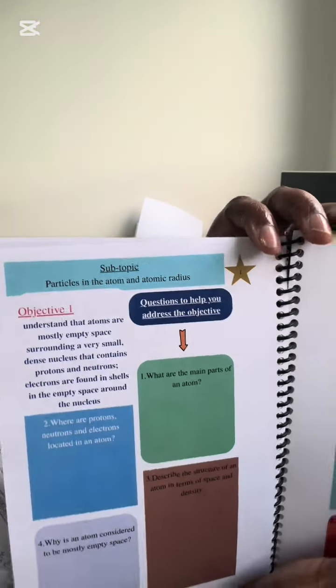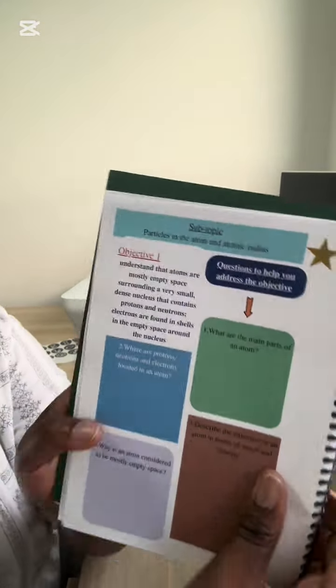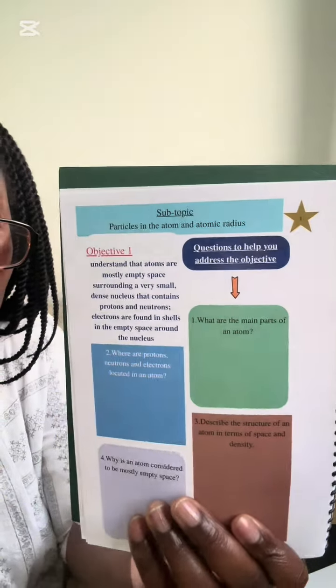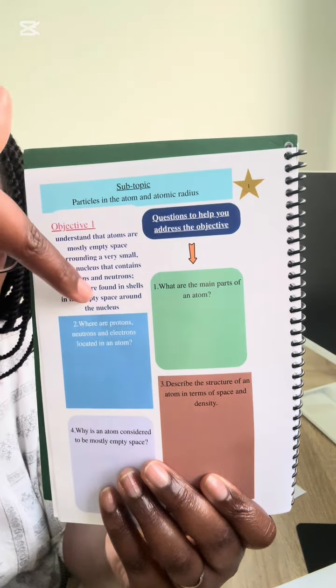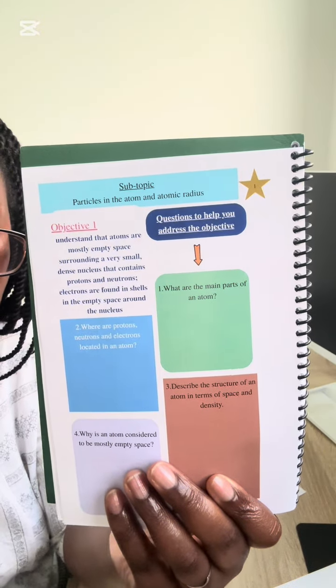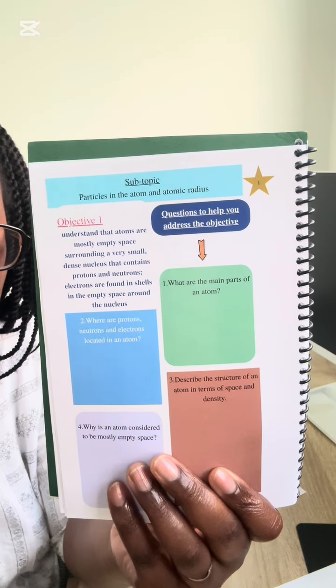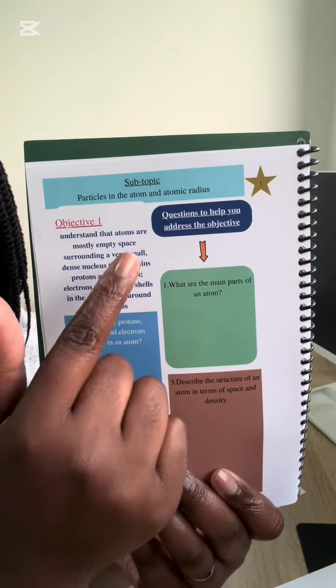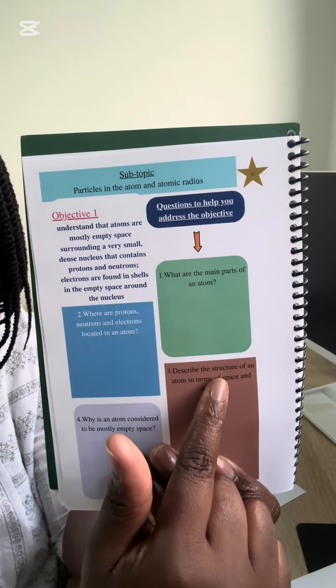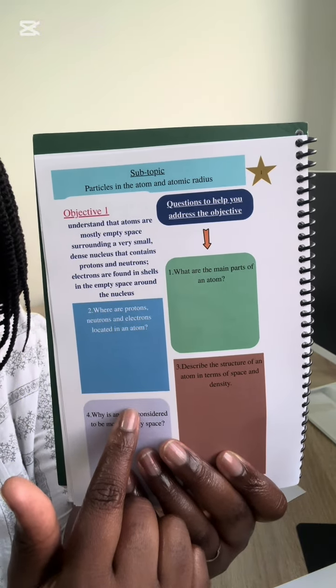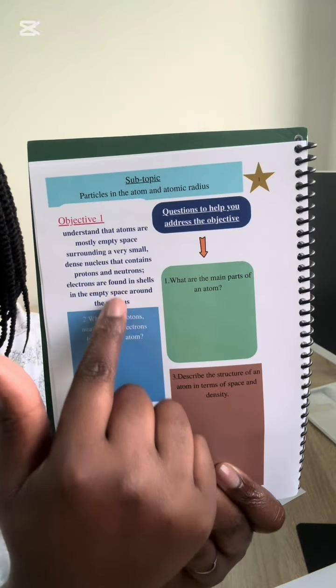And then after each subtopic, what you have is a syllabus objective. This whole objective was taken straight from the Cambridge syllabus. And then accompanying that syllabus objective are these questions, which I then came up with. These questions will help address this one objective.